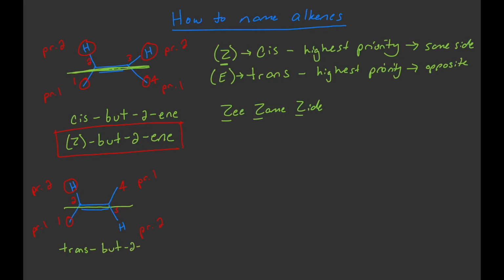trans-butene. Or if we're using proper IUPAC notation with the EZ, again, this would be E-butene as such.